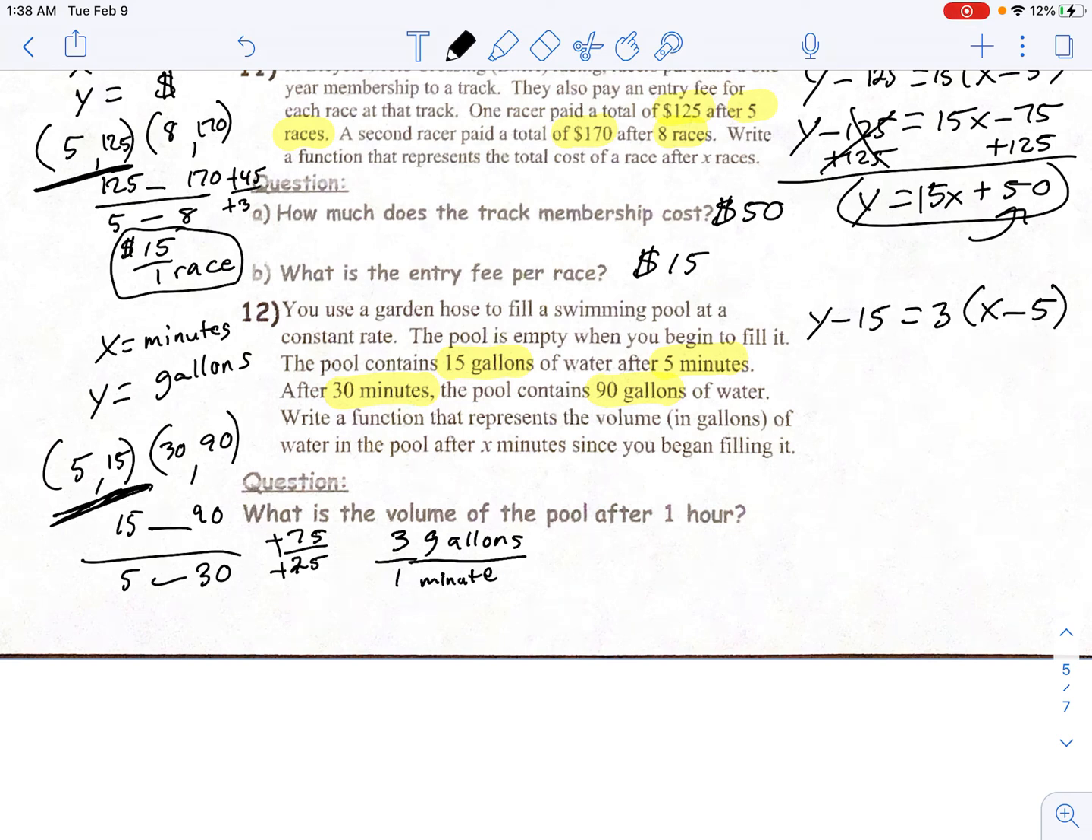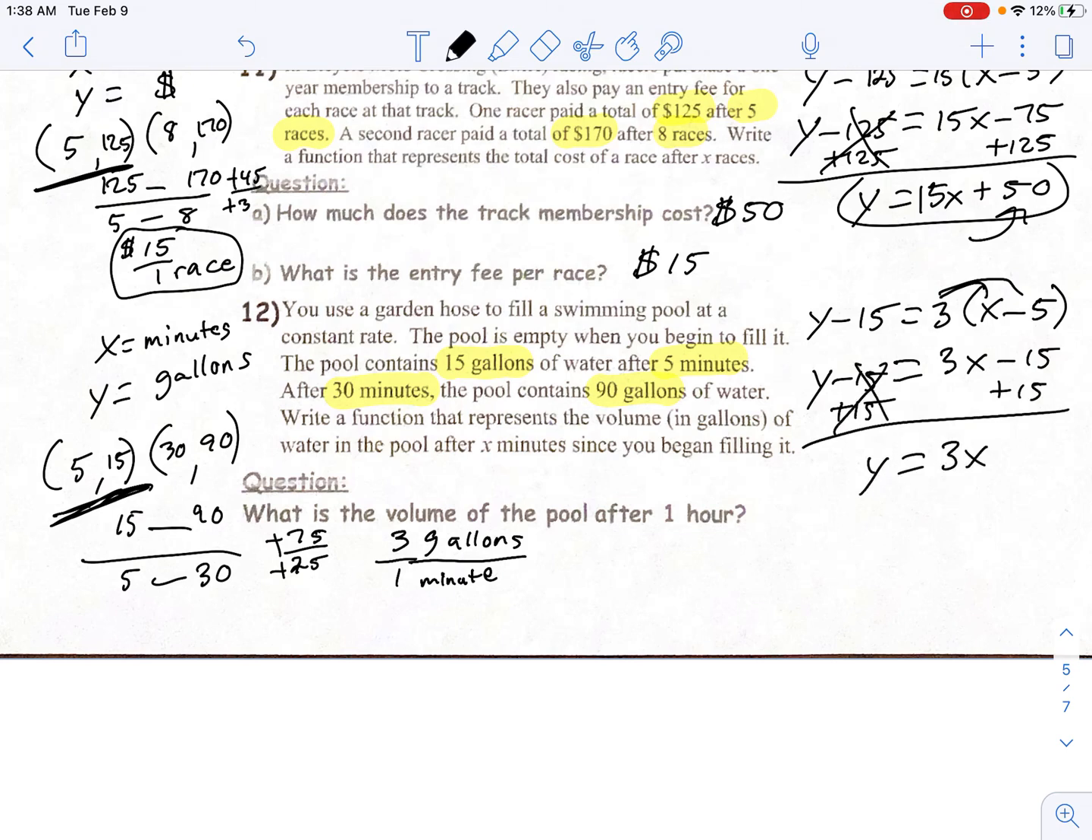I'm going to go with the smaller numbers. So X by the X, Y by the Y. Distribute. That would be 3X minus 15. Y minus 15, add 15 over. And this actually proves what it said in the beginning. In the beginning, it said the pool is empty. What's the initial value? 0. So that actually proves, mathematically, that yes, the pool is actually empty to start out with.